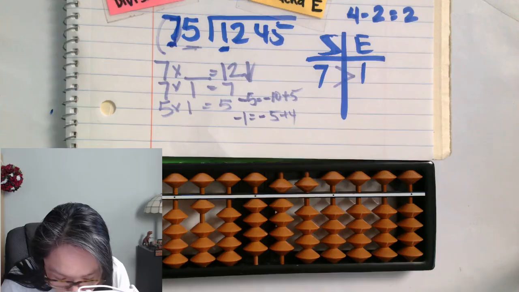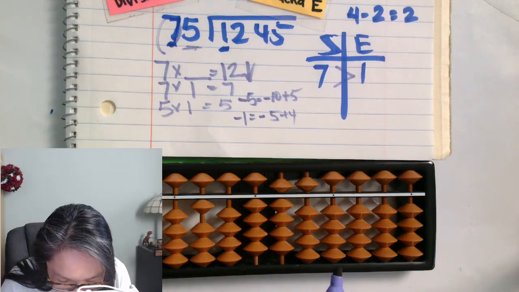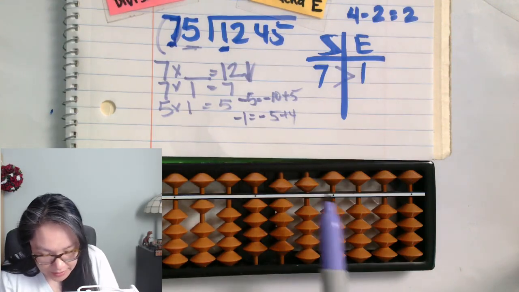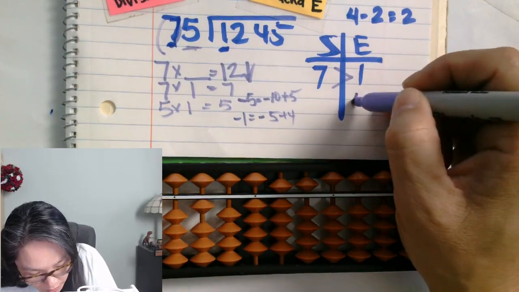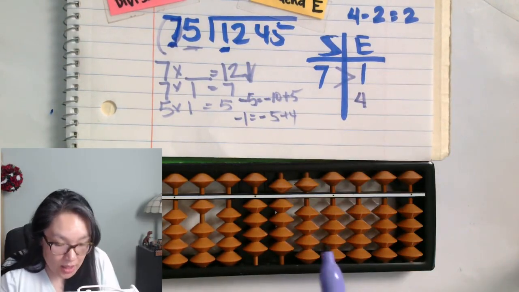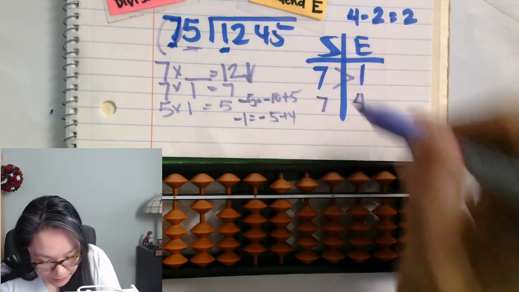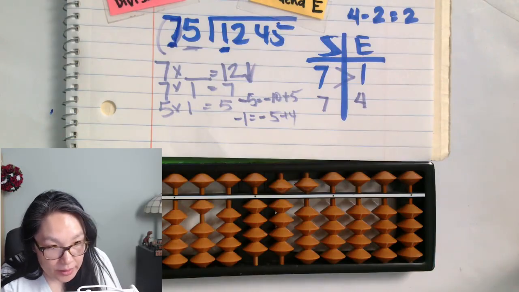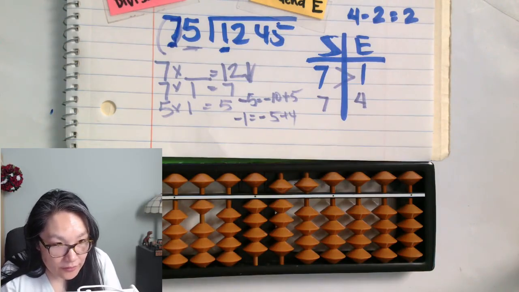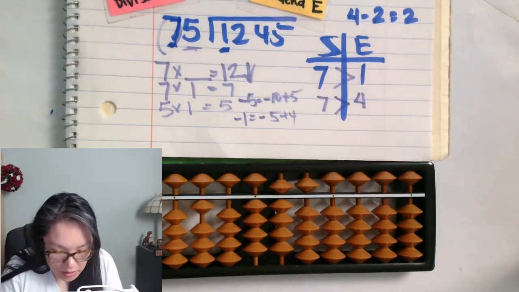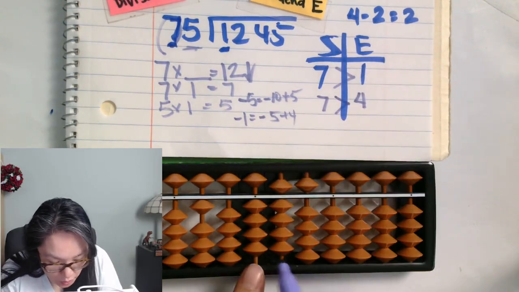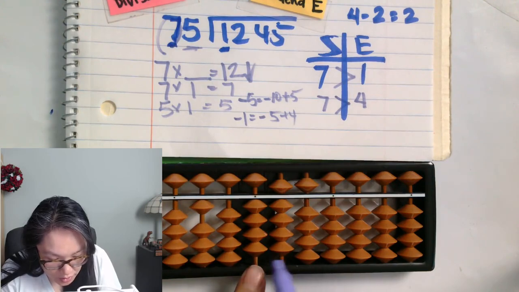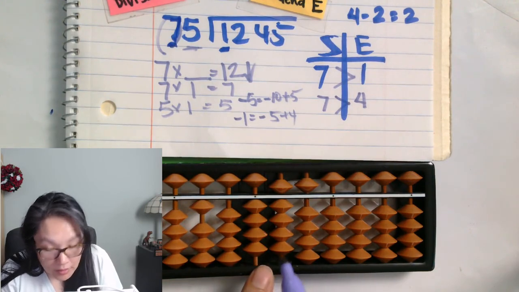Now, what do? Well, we still have our dividends. So our 4 is our dividend. Our divisor is 7. Who is bigger? 7 is still bigger. Yes, our divisor is still bigger. So we're still going to utilize 2 digits. These are the 2 digits, right?